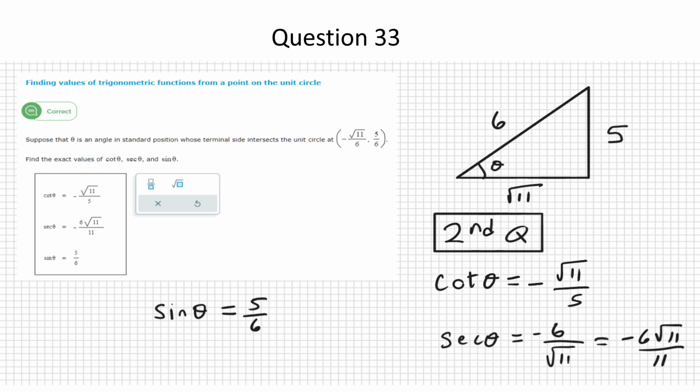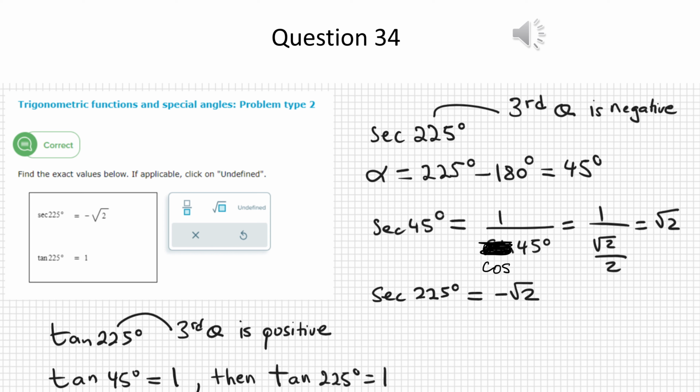And the value is the same as secant 45 degrees, which is 1 over cosine 45 degrees, which is radical 2 over 2, the reciprocal is radical 2. But adjust the sign. Secant 225 degrees is minus radical 2. Tangent, no, tangent is positive. In the third quadrant, the tangent is positive. The reference angle is 45, tangent 45 degrees is 1, therefore tangent 225 degrees is also 1.